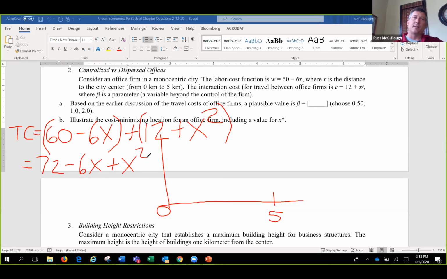So what is the cost for the company at 0, at the center of the city? 72. Yeah, it just collapses down. So we've got 6 times 0 is 0, 0 squared is 0. So it's pretty simple. It's 72.